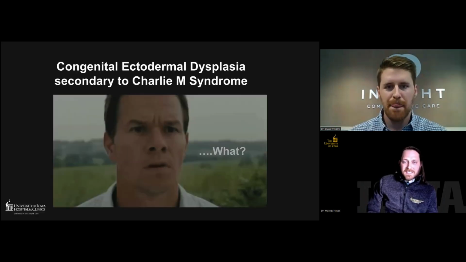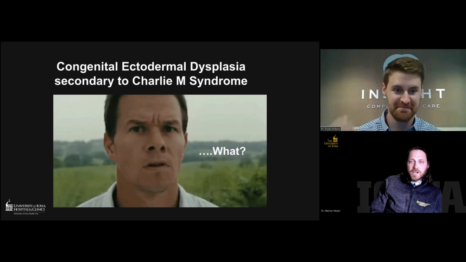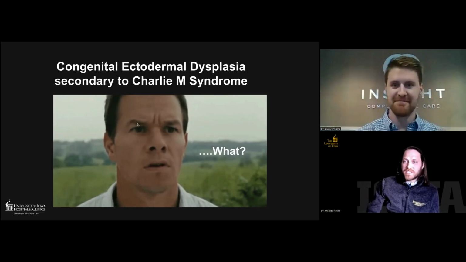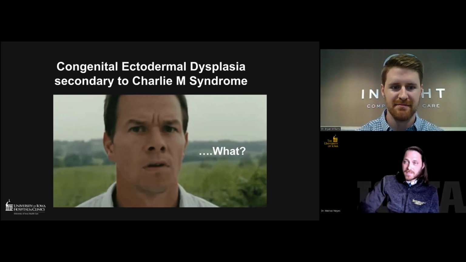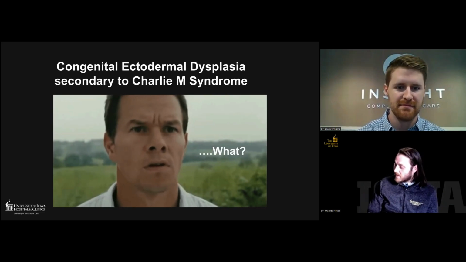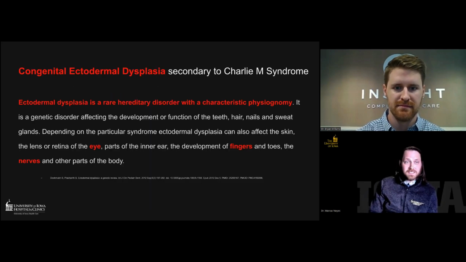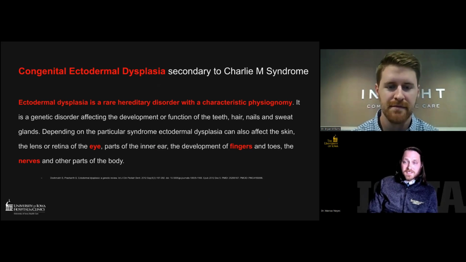All right, last case here. Congenital ectodermal dysplasia secondary to Charlie M syndrome. And that's my face as well during this. So let me just give you a couple of the basics here. Congenital ectodermal dysplasia is a rare hereditary disorder, and it can cause dysplasia of the eye, fingers, toes, nerves, all that sort of stuff.